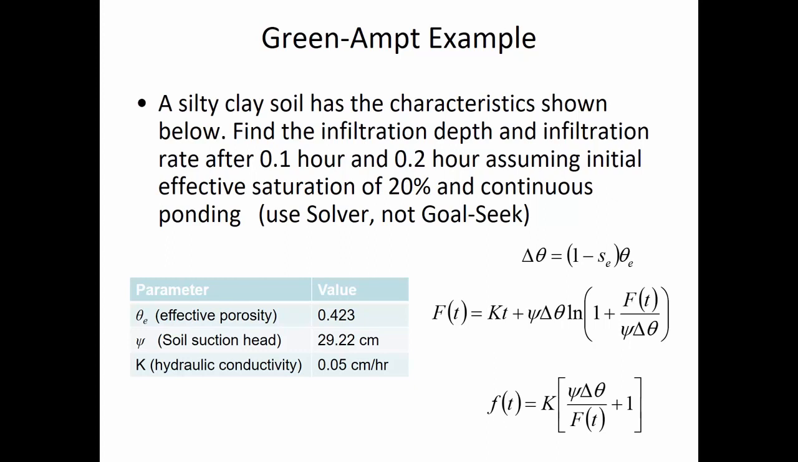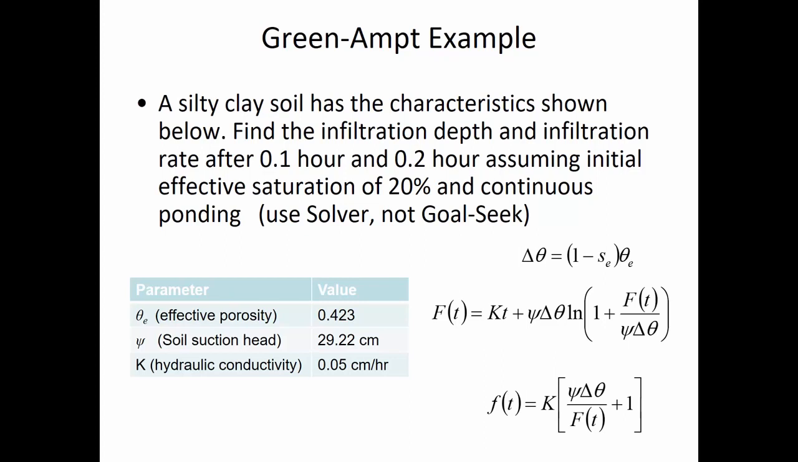Okay, so first of all, the psi suction is 29.22 centimeters for this soil. The hydraulic conductivity is 0.05 centimeters per hour. The initial effective saturation is 20%, so that is S sub E is 0.20. Effective porosity 0.423.